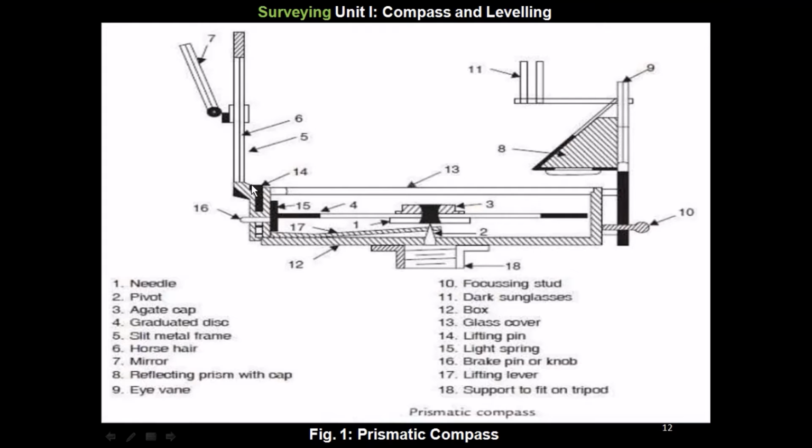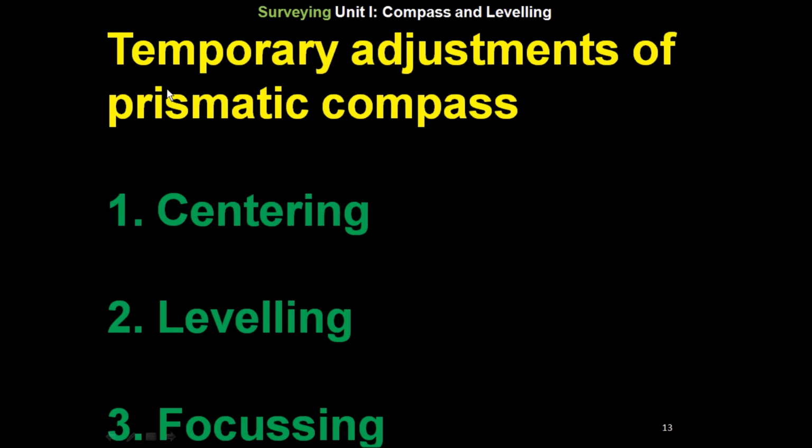Then this is the lifting pin. Then this is the light spring. This is the brake pin or the knob. This is the lifting lever. And this is the support to fit on the tripod. Now we will see the temporary adjustments of the prismatic compass. First is the centering, then leveling and the focusing.